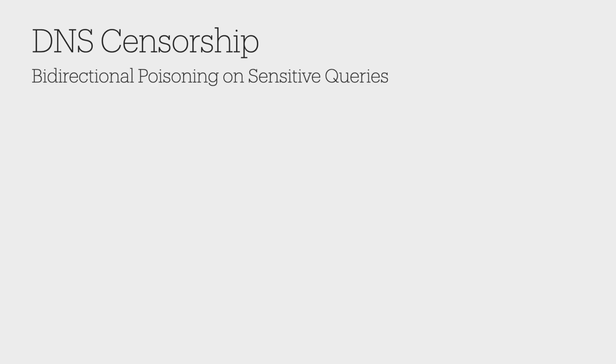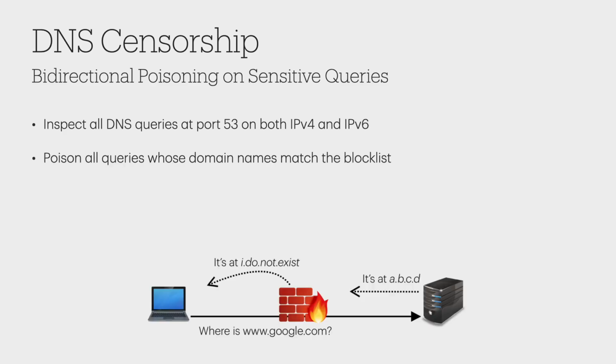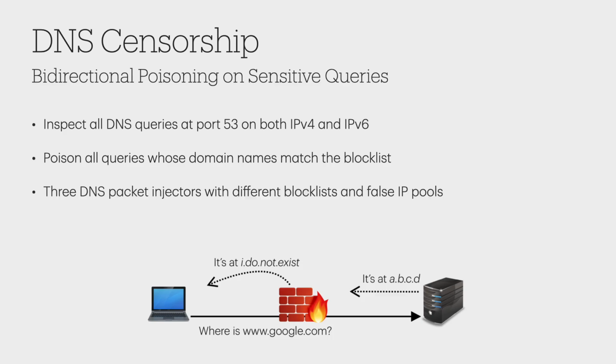Before diving into the vulnerability, we should have a closer look at the DNS censorship of the Great Firewall. It inspects all DNS queries at port 53 on both IPv4 and IPv6, and when the domain matches the block list, it forges a response pointing to a wrong address. Because the Great Firewall is closer to the user, the forged response comes earlier than the genuine response. The Great Firewall has 3 packet injectors for DNS poisoning, each with different block lists and IP pools, and the total number of blocked domains is more than 500,000.